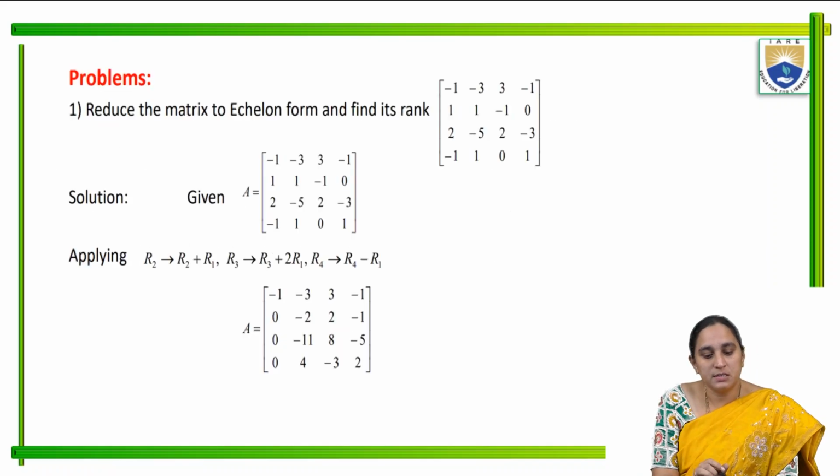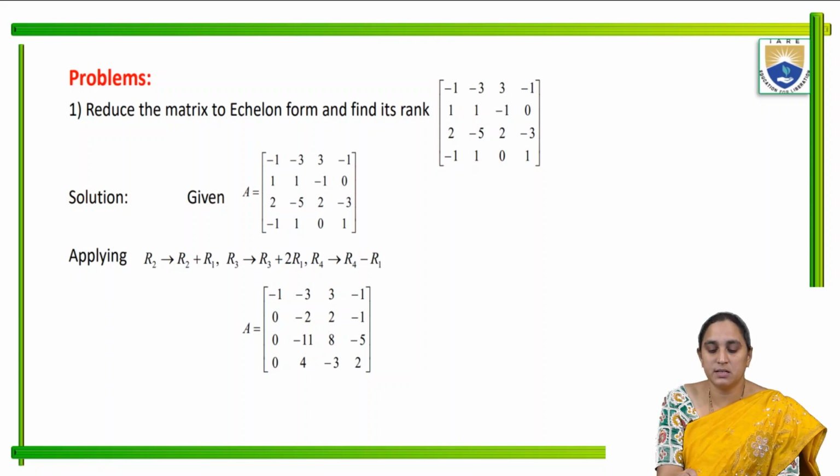Okay, first I'll start with the first question. Reduce the matrix to echelon form and find its rank. Once you see that question here, the matrix is [-1, -3, 3, -1; 1, 1, -1, 0; 2, -5, 2, -3; -1, 1, 0, 1]. Okay.